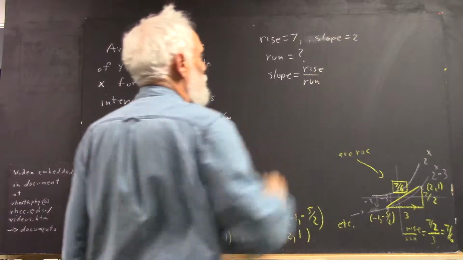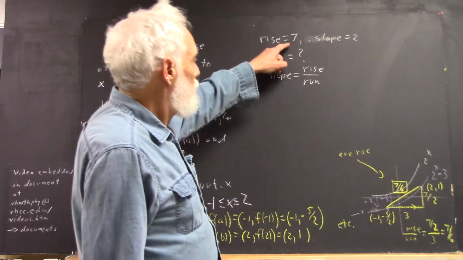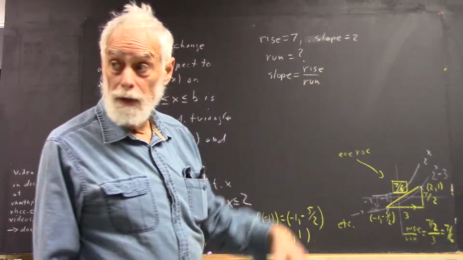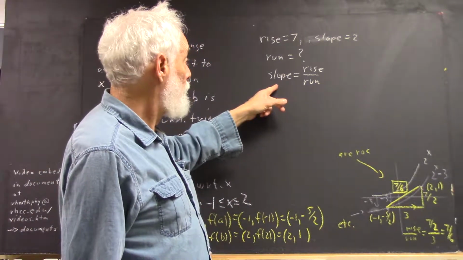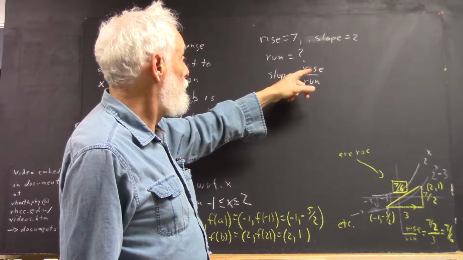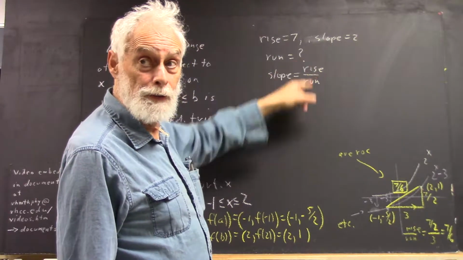We know slope is rise over run, and we're given the rise and the slope, and we want to find the run, right? Now, we could write this as an equation, that we put 2 here, we could put 7 here, and solve for this, right?